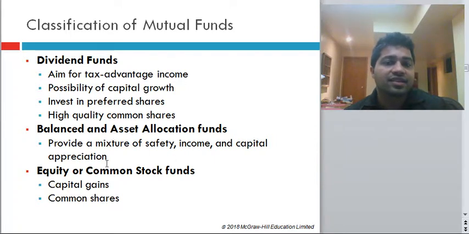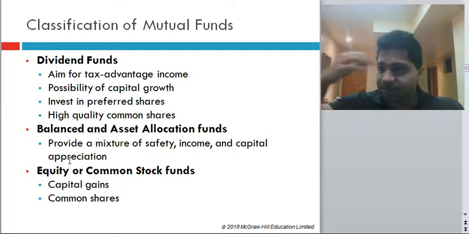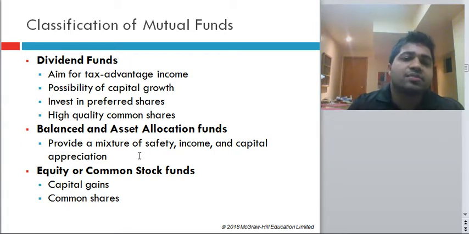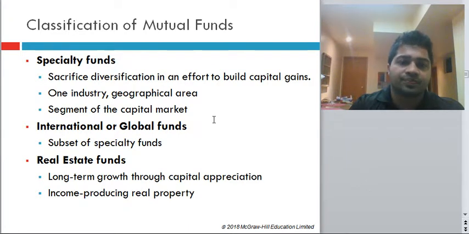Then balanced and asset allocation funds, they provide a mixture of bonds and equity. So they invest some part in bonds and some part in equity. Provides a mixture of safety, income, and capital appreciation. Equity or common stock funds, they invest in common stocks. So you get capital gains by investing in common shares.